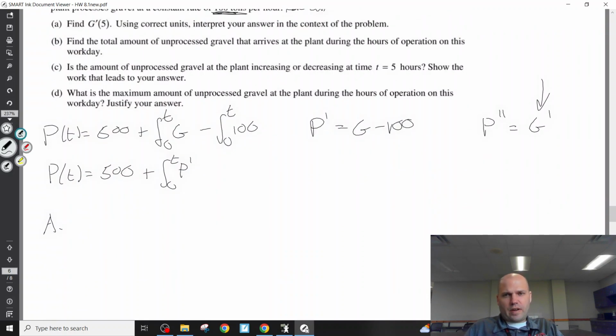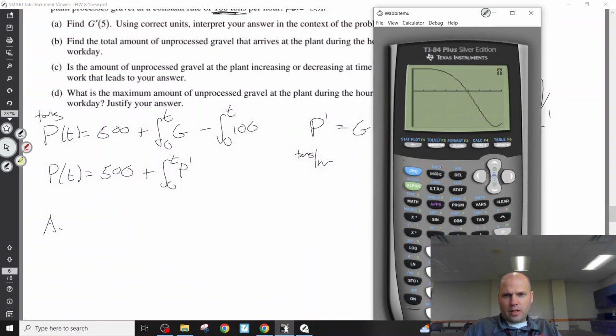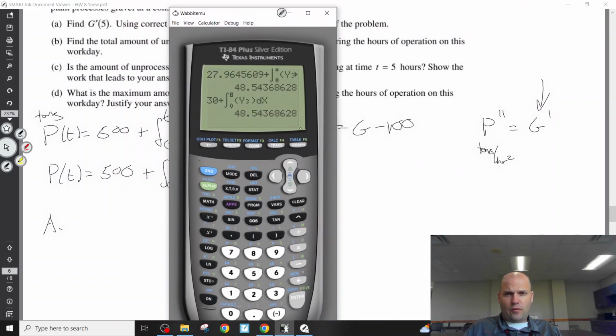Yo, it's a second derivative. This is tons per hour. This is tons per hour squared. G prime is tons per hour squared. Now it's not going to be this. Actually, it will be. You could take the derivative of G minus 100, and you're going to get G prime. So I can take the derivative of this, second calc dy/dx at 5.